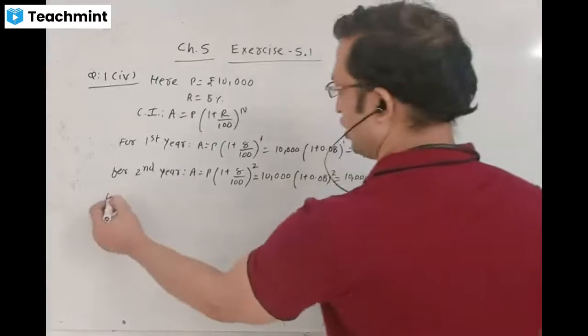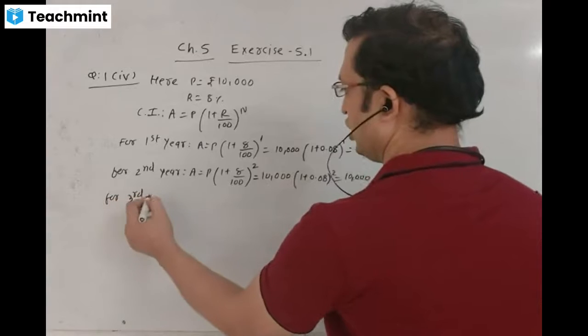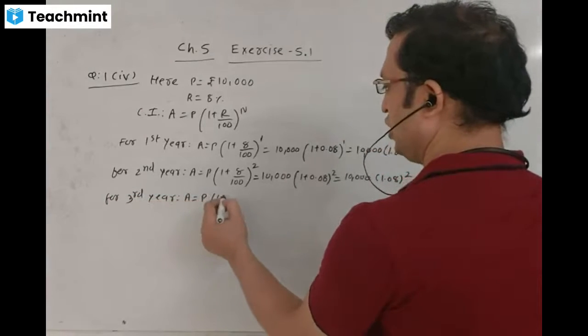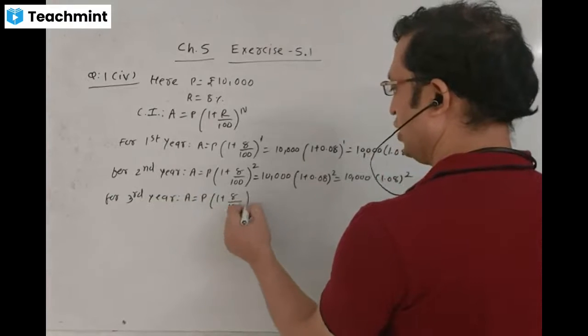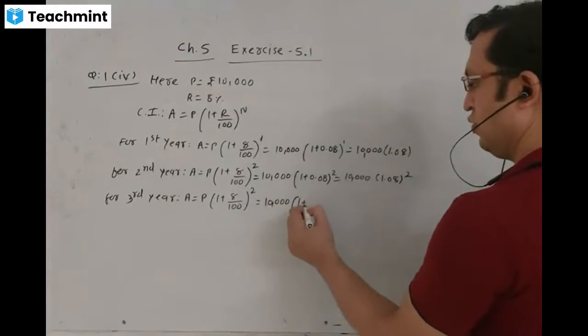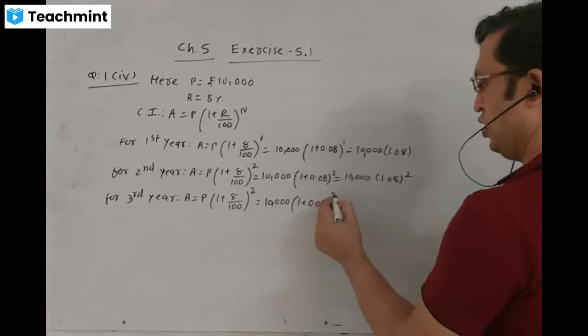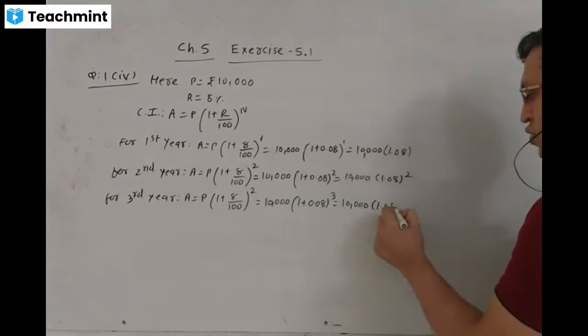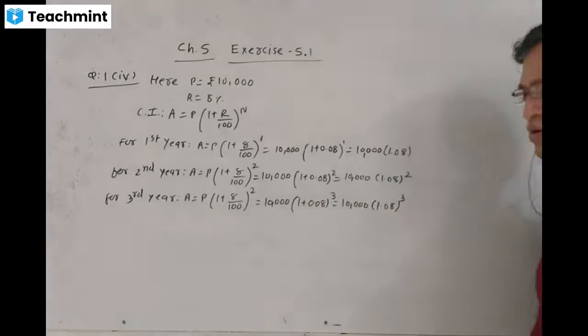Similarly for the third year, the amount A is equal to P into (1 plus 8 upon 100) raised to 3, with P equal to 10,000, that is 10,000 into (1 plus 0.08) raised to 3, and that value is 10,000 into 1.08 raised to power 3.